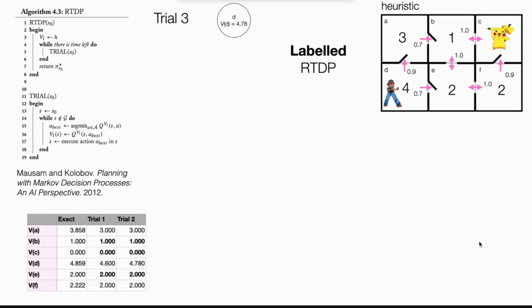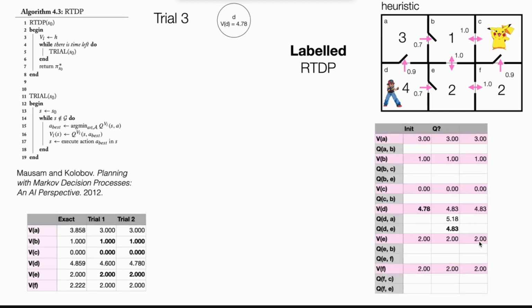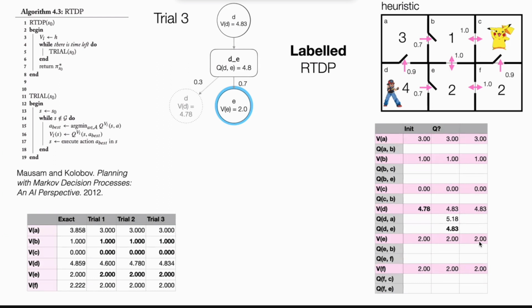And in labeled RTDP, the advantage of having these labels or these convergence flags is that I can run a trial, but when I hit a labeled state, I can terminate there, because once I've hit a labeled state, I know the values are fixed. So now with labeled RTDP, I don't need to go beyond E in the tree, because the value of E is converged. It's been labeled. That's what the blue circle means. And I can just keep running trials until I hit the labeled part of the tree.